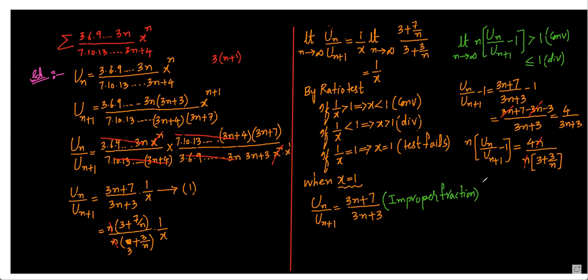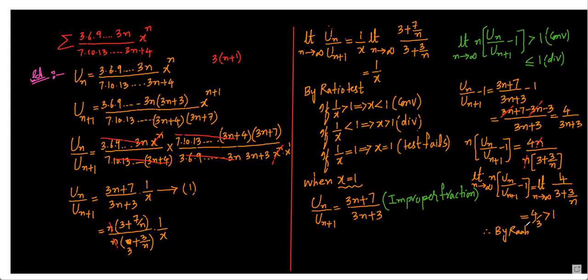Then taking the limit n tends to infinity on both sides. Limit n tends to infinity of n times un by un plus 1 minus 1 equals, when applying the limit, 4 by 3 plus 3 by n is left. We know that the 3 by n part will become 0. So we are left with 4 by 3, definitely greater than 1. 4 by 3 is greater than 1. So therefore, convergent by Rabi test.